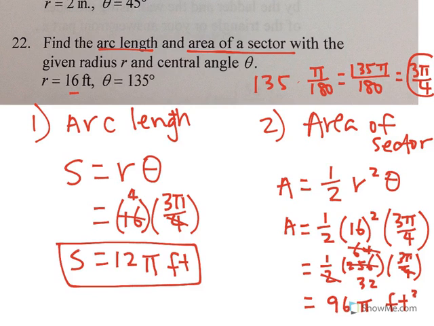And the unit for an area will be square feet. So the area of the sector with the angle of 135 degrees is 96 pi square feet. And that is the final answer for the arc length and the area of a sector.